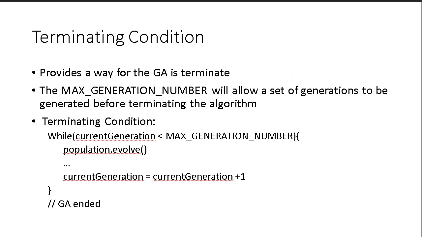So as you see in the pseudocode below, there's a while loop, and it's checking each time what is the current generation. If it's less than the max generation allowed, we keep evolving the population, and each time we evolve, we increment the current generation number. And once the current generation meets the max generation number, it terminates and the GA ends.